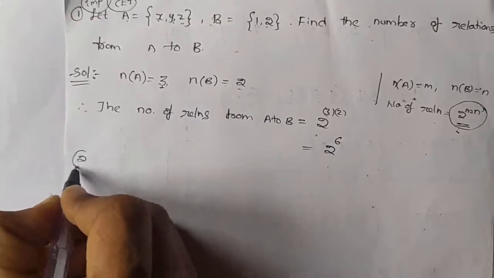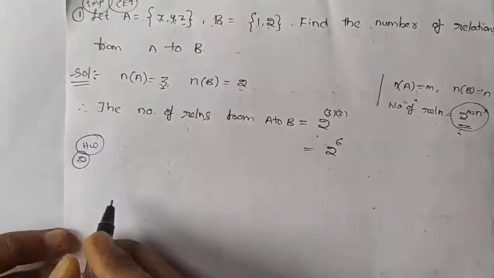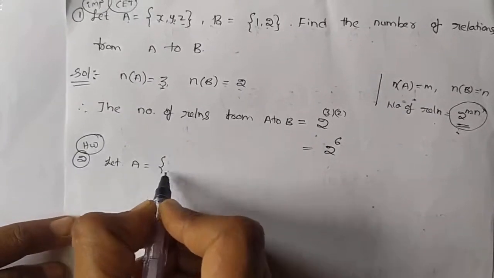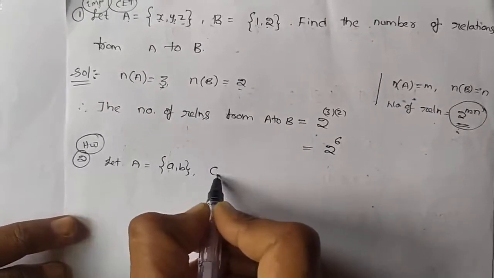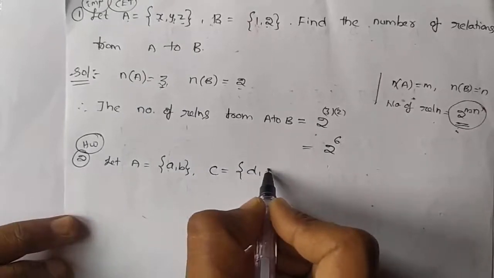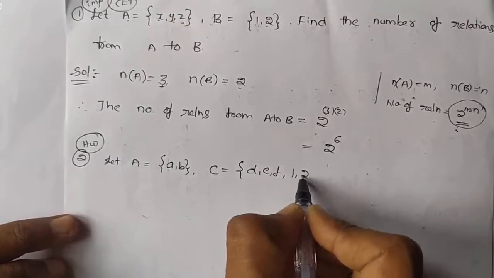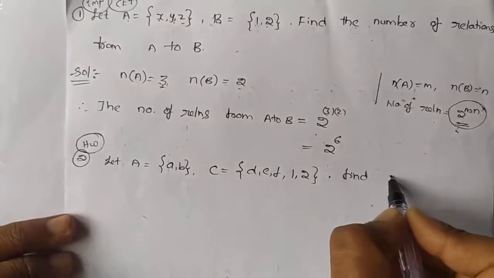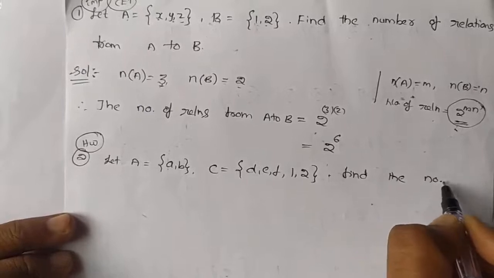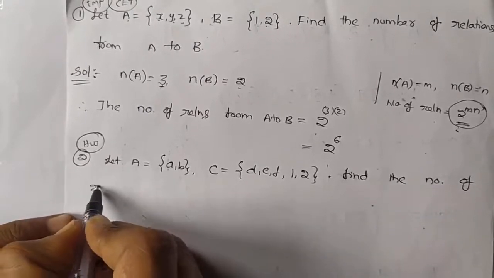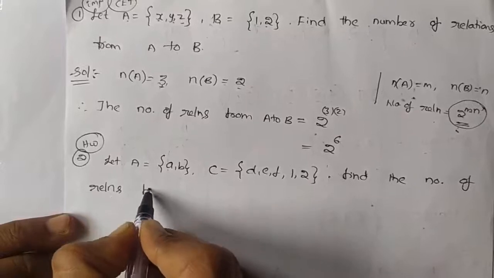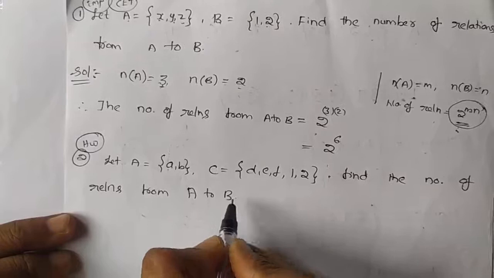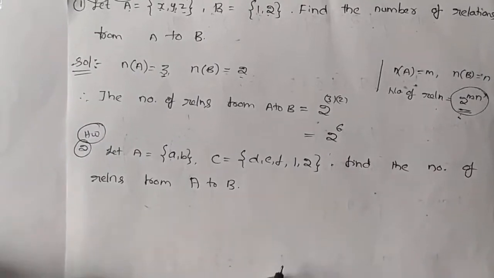The next question is homework for you. Let A equals {a, b, c}, B equals {d, e, f, 1, 2}. Then find the number of relations from A to B. It is a homework question for you.